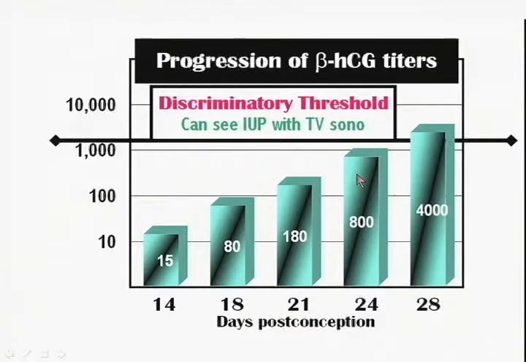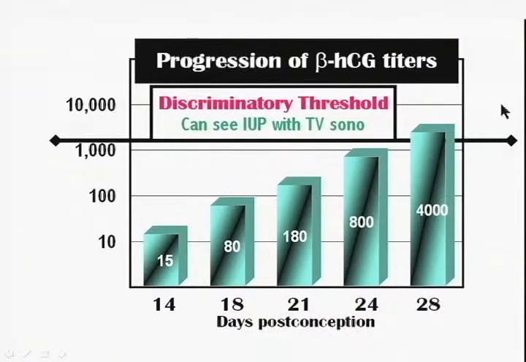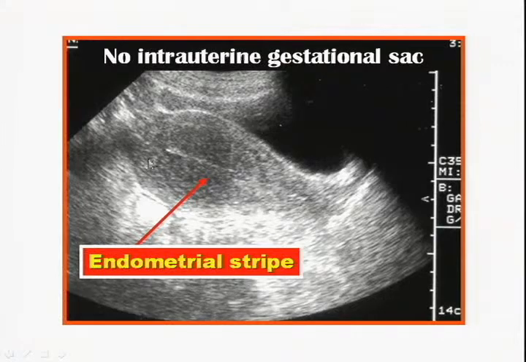Now, at some point, the volume of syncytial trophoblast is going to be large enough to produce a beta-HCG which is large enough to see an intrauterine pregnancy. What will be the corresponding beta-HCG titer? 1,500. If you have a normal intrauterine pregnancy, you should be able to see it when the beta-HCG titer reaches 1,500. And that is what we call our discriminatory threshold. Here you can see a normal endometrial stripe, no intrauterine gestational sac.